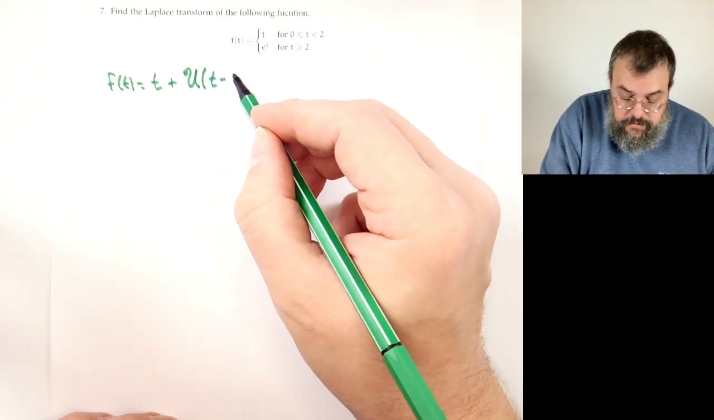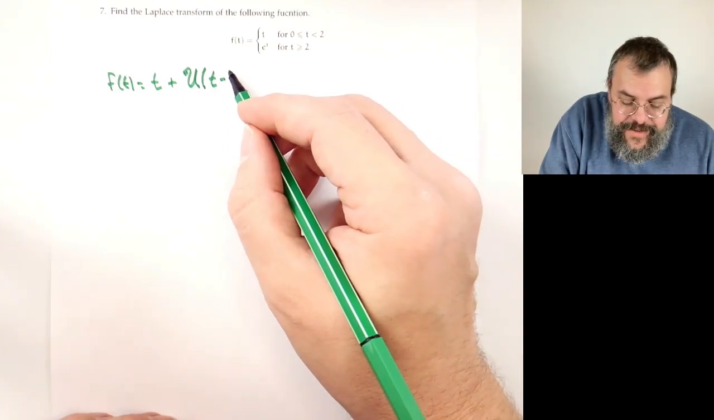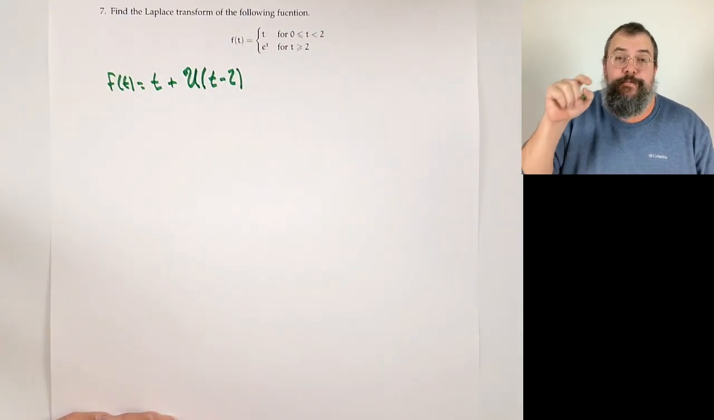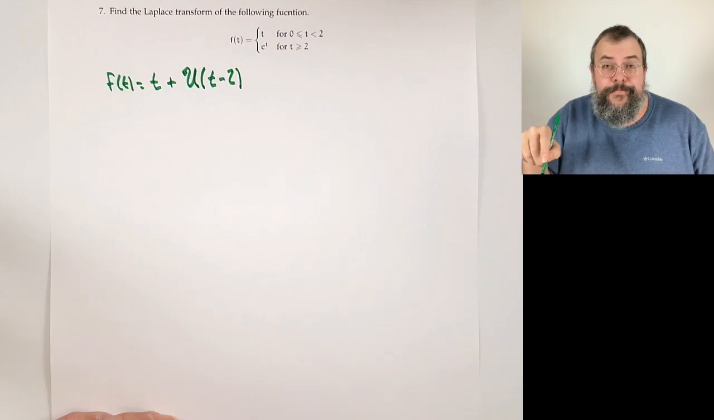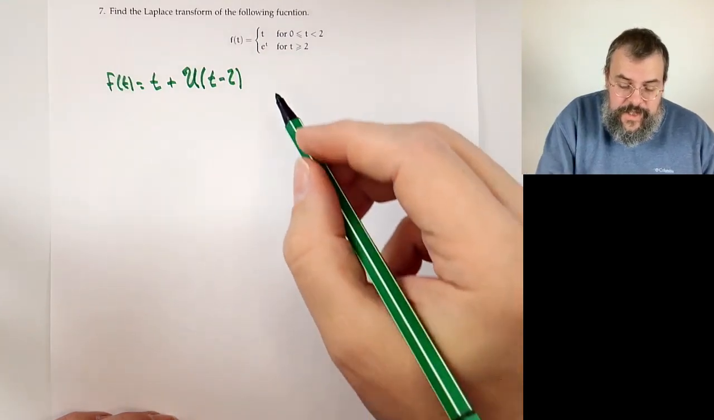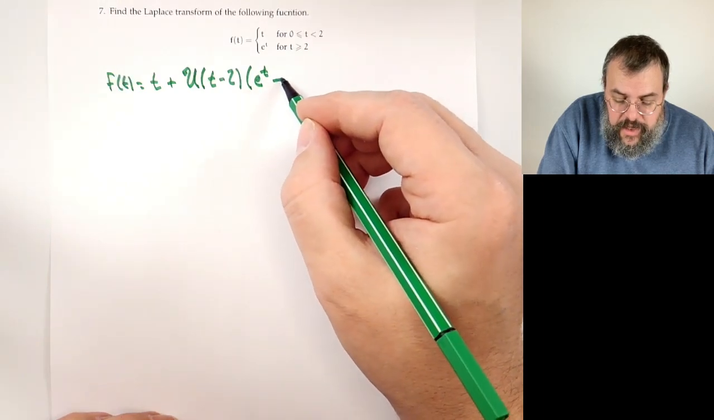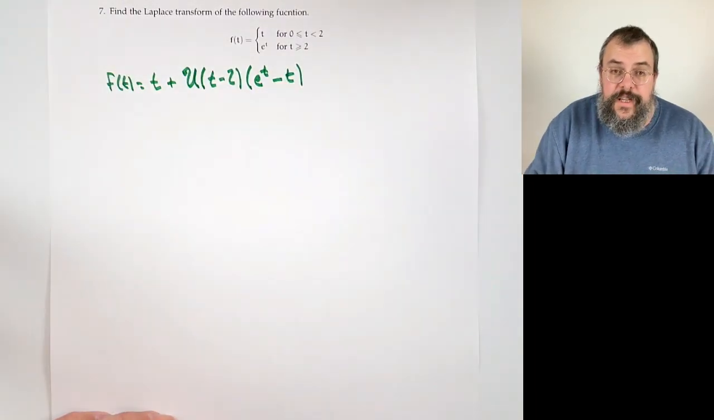At time 2, so that's a unit step function of t minus 2. Now we're switching from t to e to the t. How do we do that switch? We're going to turn on e to the t and turn off t. So e to the t minus t.